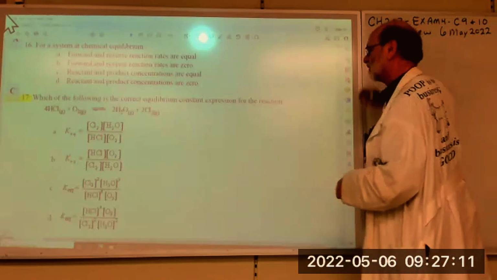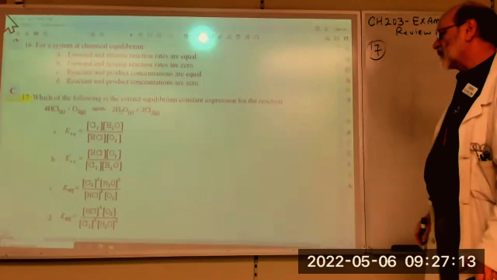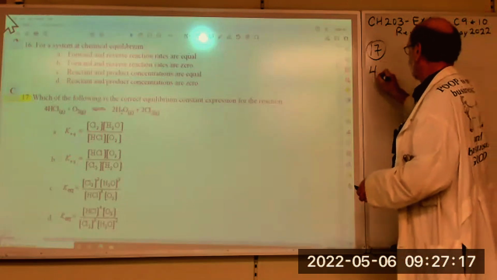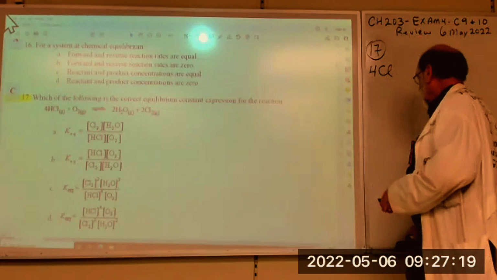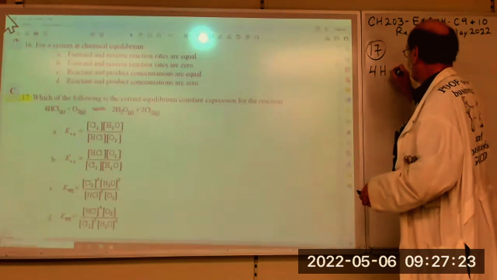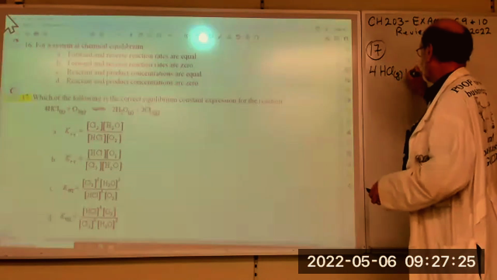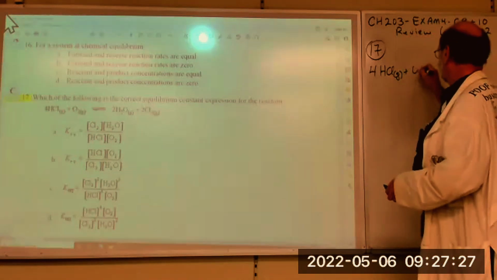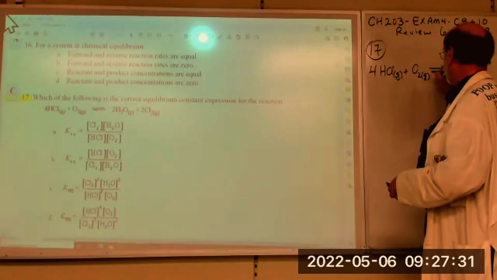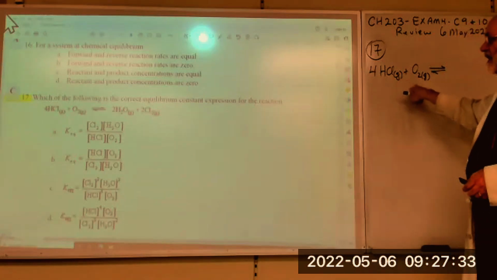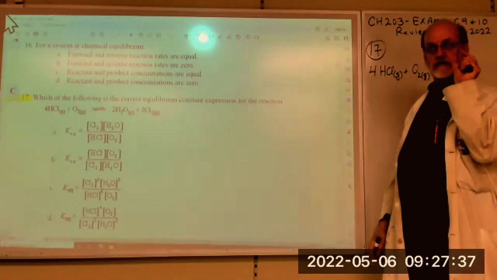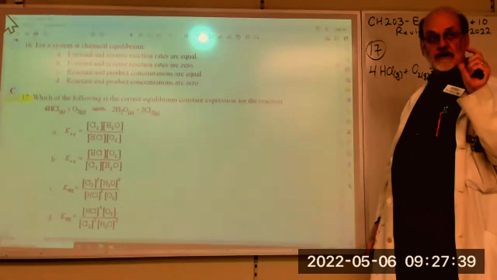Let's see, it's going to take some. Which of the following is the correct equilibrium constant expression for this reaction? Okay, so we've got a balanced equation. Just write it correctly. Oxygen. And the phase is important when you're writing an equilibrium expression. Why?